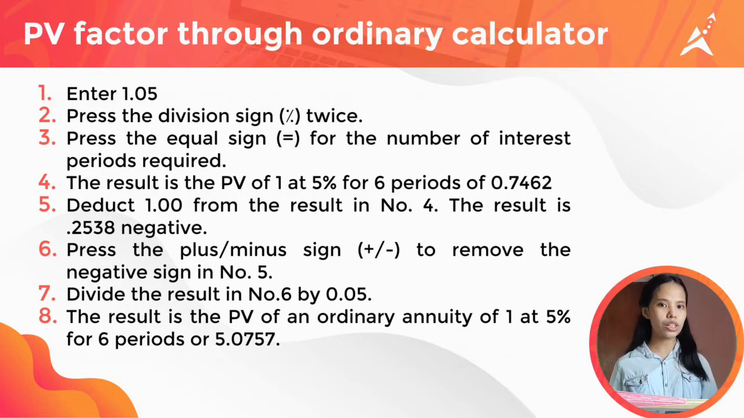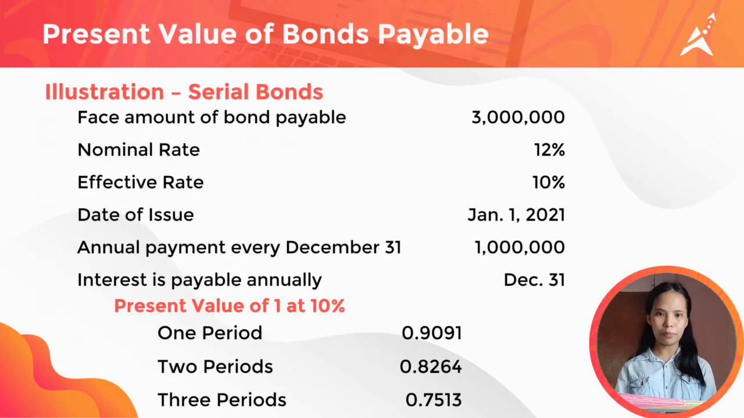Then the result will be 0.7462. Next, deduct 1 from the result in number 4. The result will be negative 0.2538. Then, press the plus minus sign to remove the negative sign. Seventh step is to divide the result by 0.05. Then the result would be 5.0757. Now let's try the serial bonds payable.